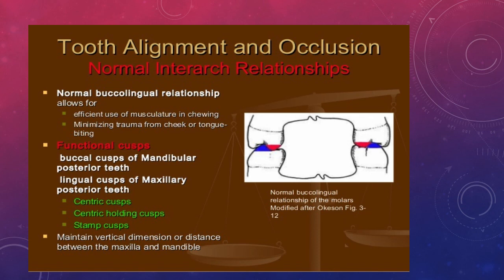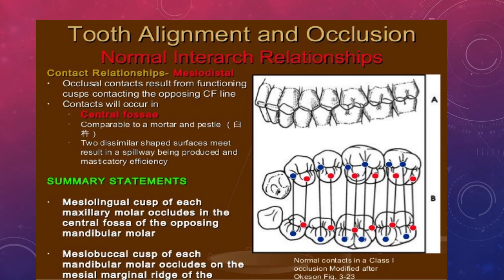Tooth alignment and occlusion: normal interarch relationship. You can look at the contact between molars on these photos. Normal interarch relationships, tooth contact relationships, mesiodistal occlusal contacts result from functional cusps contacting with the opposing line. Contacts will occur in the central fossa, comparable to a mortar and pestle.